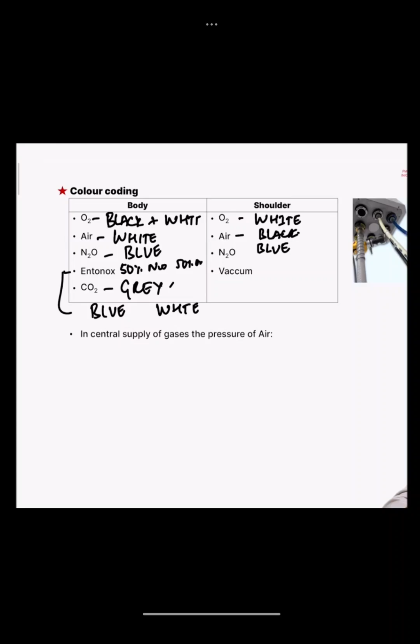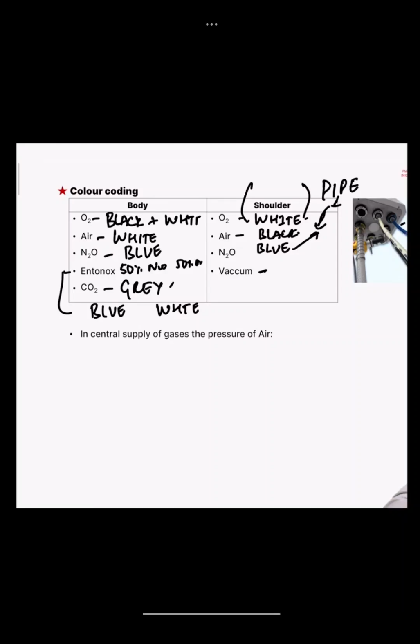central supply of gases. In the central supply of gases there are different pipelines given. There have been questions asking you about the pipe colors. The pipe color of oxygen, what is that? Always remember the pipe color of oxygen, air and nitrous is the same as the color of the shoulder of the cylinder. Oxygen, what is the shoulder color? White. So the oxygen pipeline color is white. What is the air pipeline color? It is black. What is the nitrous pipeline color? It is blue.